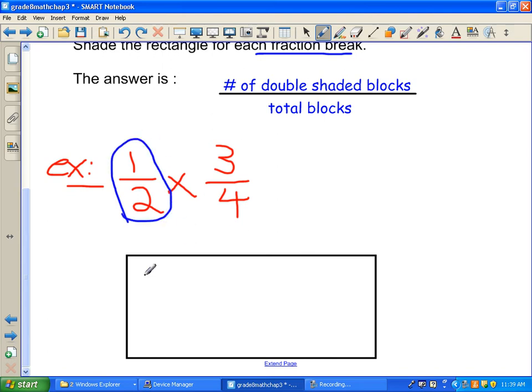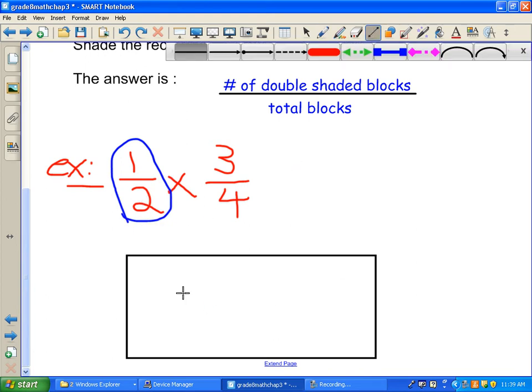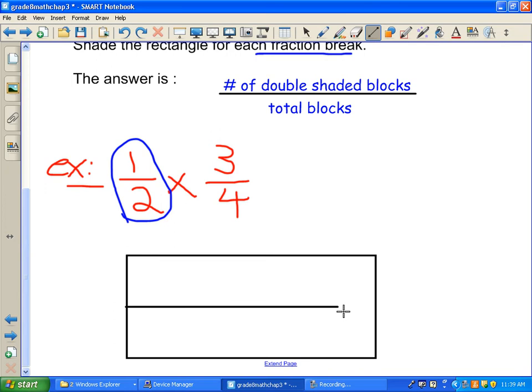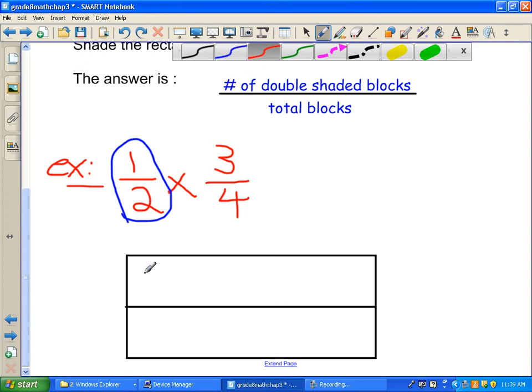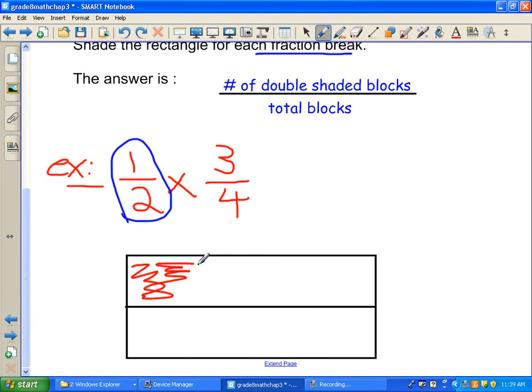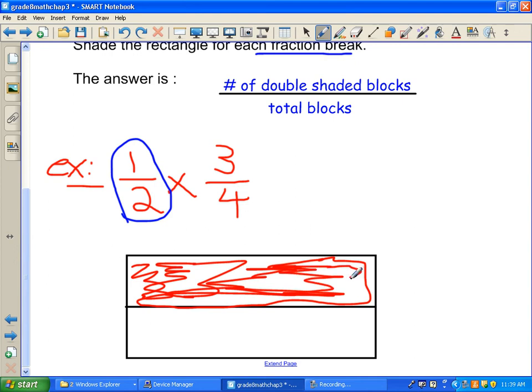So I'm going to split up this rectangle horizontally or sideways into two giant pieces. So we'll break it up right there into two pieces because the bottom number told me. Now I'm going to go ahead and shade it in, one out of the two pieces. So if I take this, I shade in all one full piece out of two. Now I'm going to do it roughly here for the sake of time. So that's one whole piece shaded in out of two.